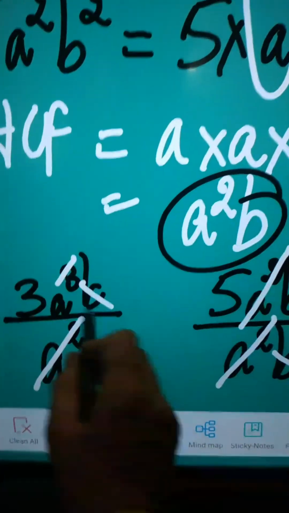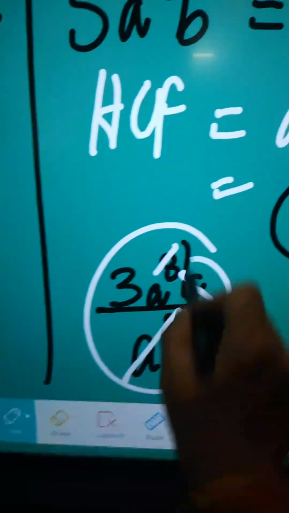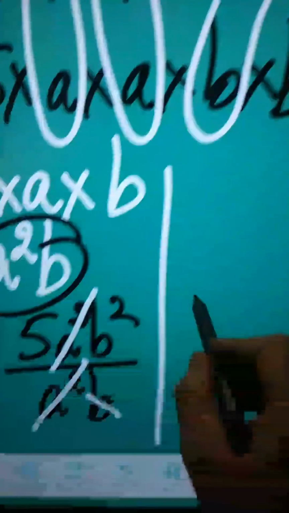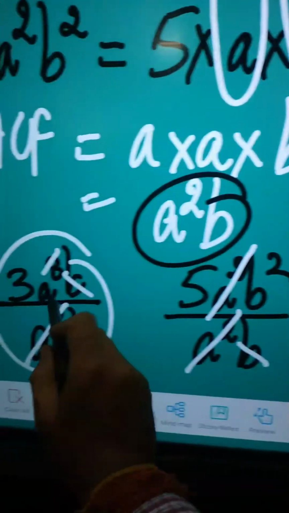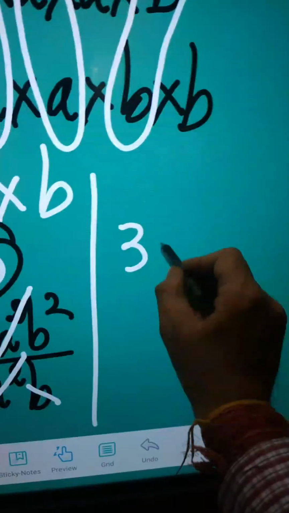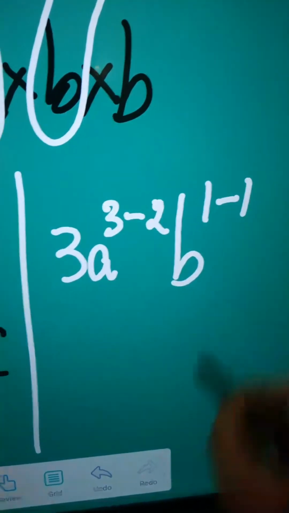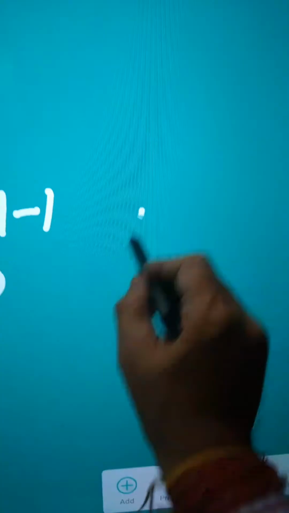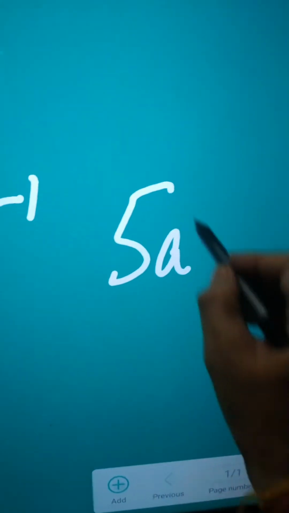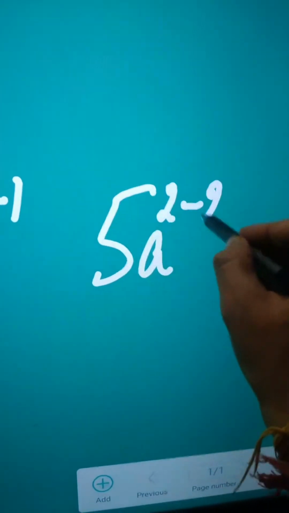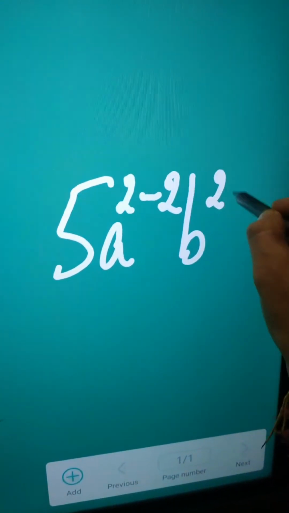So what is left in this expression? In the first expression we are left with 3. You see it was a cube, so what is actually happening? a to the power 3 minus 2, and b is to the power 1, so b to the power 1 minus 1. In the second, 5 stays 5, a to the power 2 minus 2, and b to the power 2 minus 1.